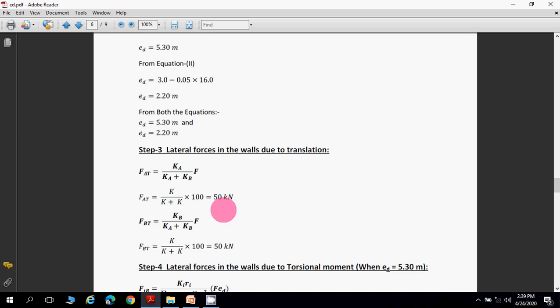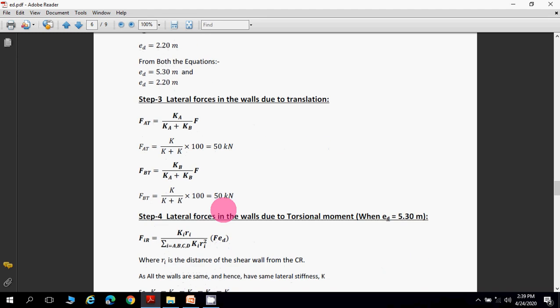And when the stiffnesses of both the walls are the same, the lateral force distributed amongst both walls is also the same. So the total load is divided by 2, giving 50 kilonewton in wall A and 50 kilonewton in wall B, because both walls have the same stiffness. So the total seismic force will be distributed in equal amounts.